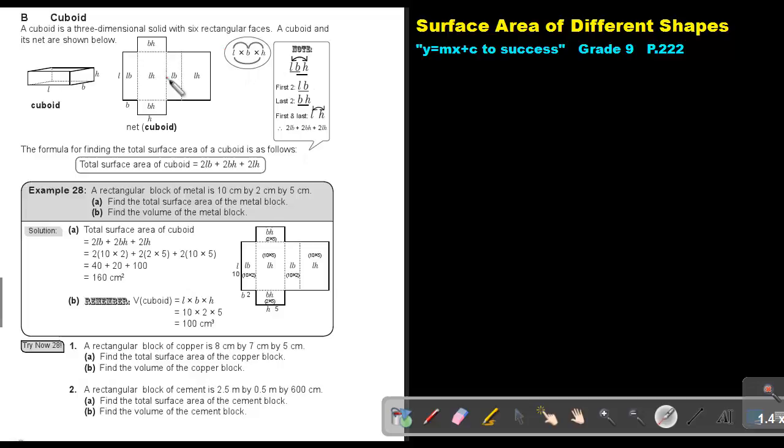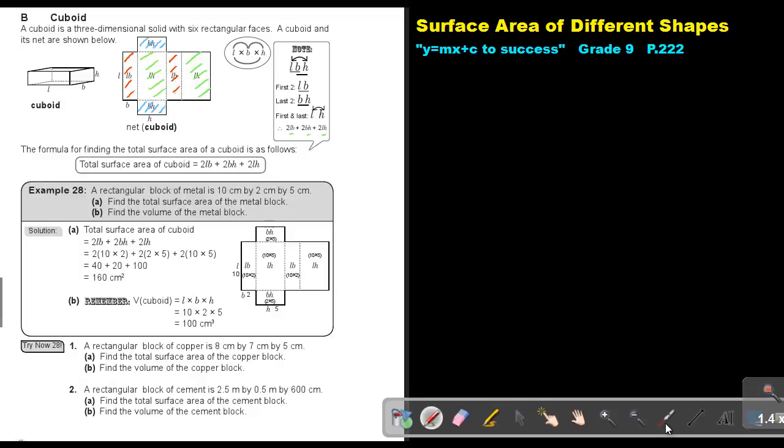And then, after you have your rectangles, remember, can I just show you again? This one is the same as this one. This one is the same as this one. This one is the same as this one. So there's just 3 colors, so there's just 3 different types of rectangles. That's why we just write 3 different types, but because there's 2 of each, we multiply each one by 2. So the formula for finding the total surface area of a cuboid is as follows. So the total surface area is, this is the formula.